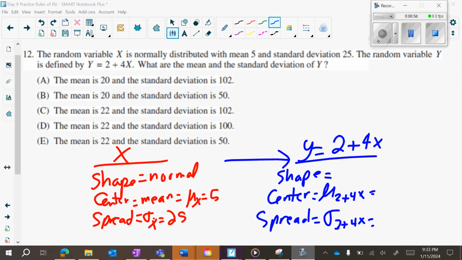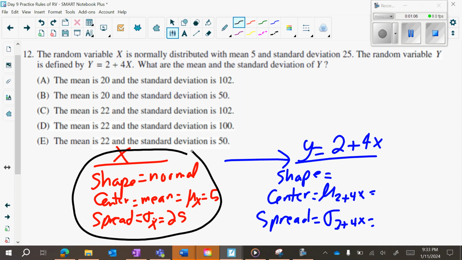Okay. So first, what I would really like you to do is organize yourself like this, where you start with your original variable x, and you write the shape, center, and spread. And remember, that's how we describe a distribution: with shape, center, and spread. And then I draw an arrow, and I create my new random variable y, and I write shape, center, and spread again. And I write the equation that defines the variable y, which is 2 plus 4x. So if it has been transformed, the shape will remain the same, which is normal. The center will do exactly what we predict it's going to do. So it's going to be 2 plus 4 times the old mean.